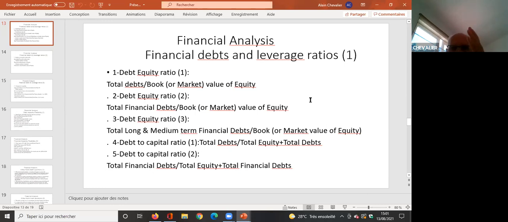Let's say, to summarize all that, in a very classical case, if you are a modern analyst today, what do you generally do? You take the total long and medium-term financial debt divided by the book value of equity, which is number 3. For a firm listed on the market, you just modify this ratio and use the market value of equity with the long and medium-term financial debts. That's what you do.